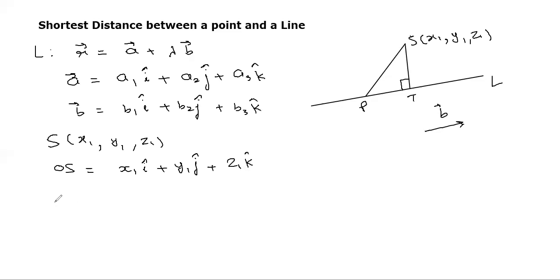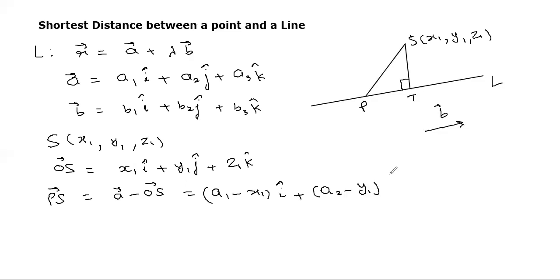If we find vector PS, it's going to be the difference between vector A and the position vector OS. Hence, this will be (A1 minus x1)i plus (A2 minus y1)j plus (A3 minus z1)k.